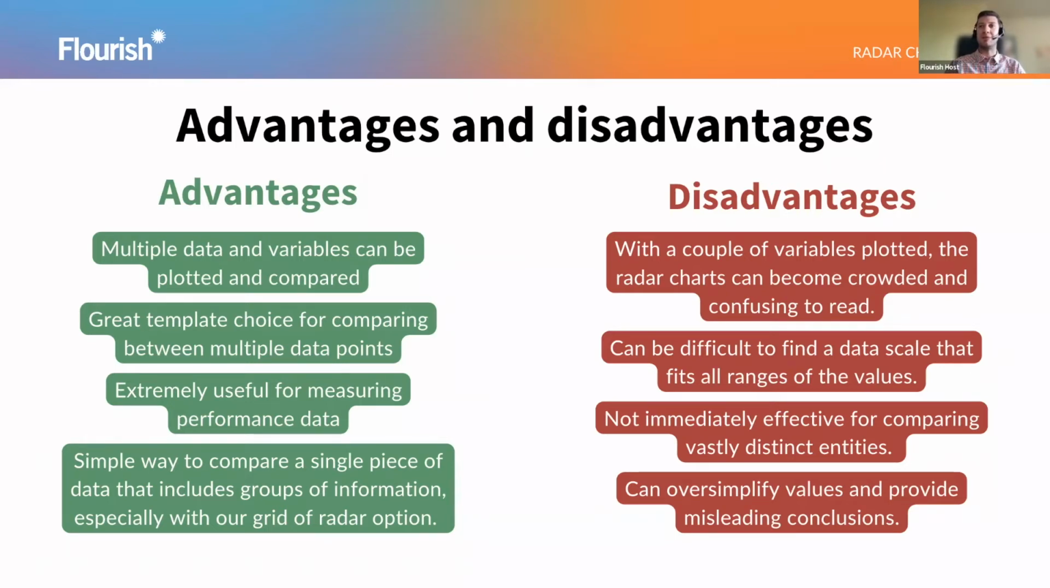And also it can be difficult to find a data scale that fits all ranges of the values. It's not uncommon for the values to have widely divergent scales. That's something we must always keep in mind if we want to visualize our data with a radar chart, in order not to mislead the reader, since the scales of the different variables can be vastly different. So we must somehow account for that.